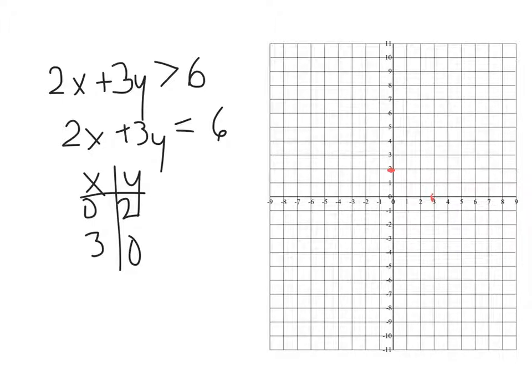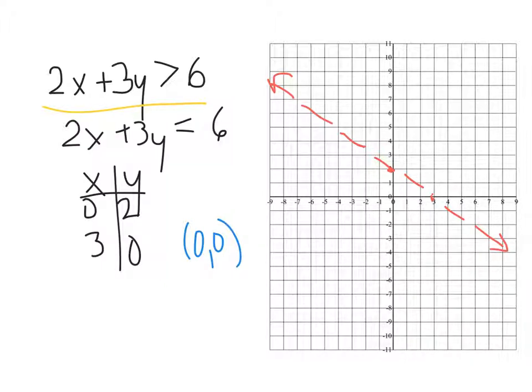So now I've got to go back up there and see, is it a filled in line or a non-filled in line? Since it doesn't say greater than or equal to, that means it's a non-filled in line. So that's how this is going to look. And the last step is testing out a point that's on one side of the line. As I said before, I always like to choose 0, 0 if the line doesn't go through it. If the line does go through it, you just choose another point and test it.